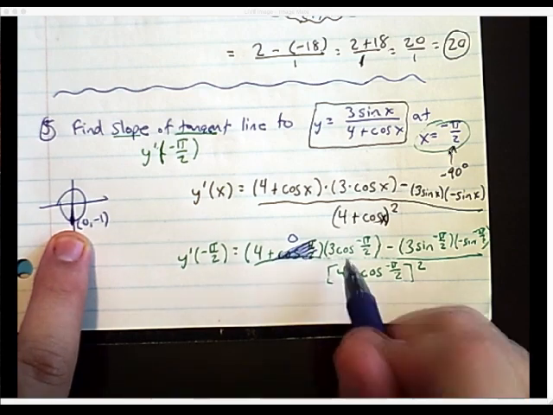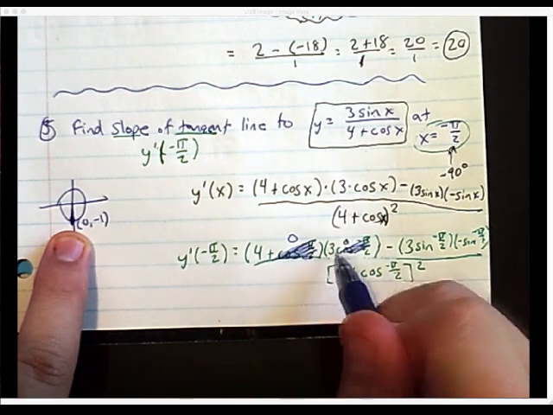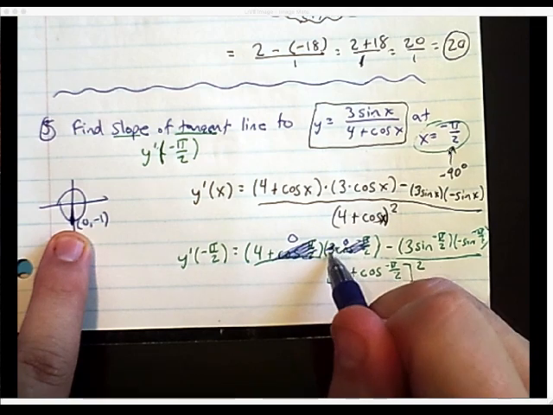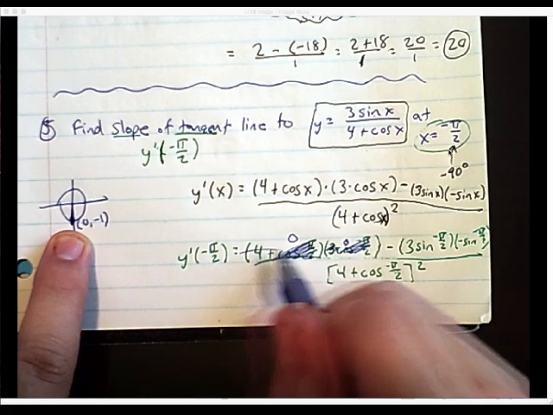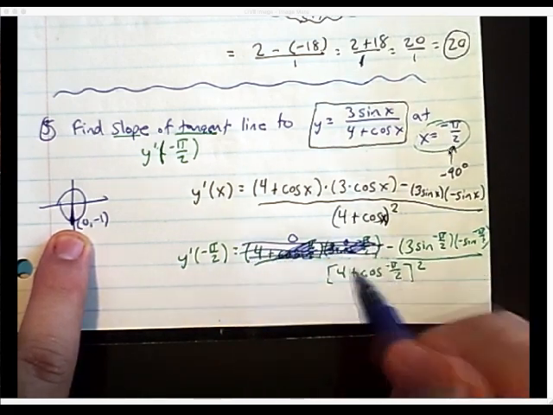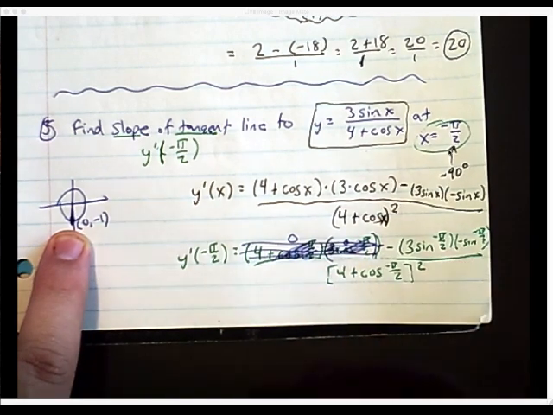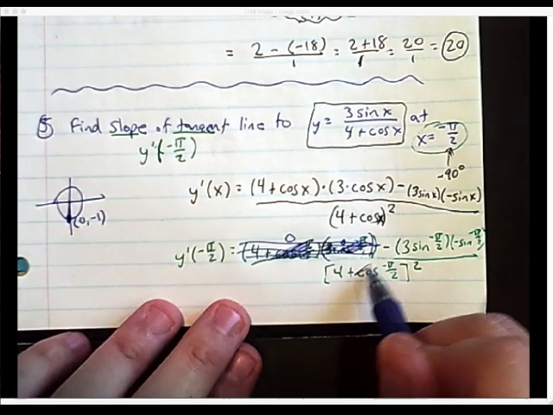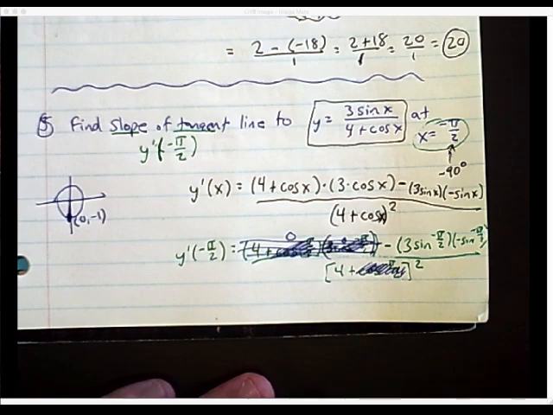Here I see another cosine of that. This thing goes to 0. 3 times 0 is still 0. And 4 plus 0 times 0, this whole thing goes away, because this second parenthesis turned out to be a 0. Here, this cosine again, that's just going to be 0, so that's going to go away.